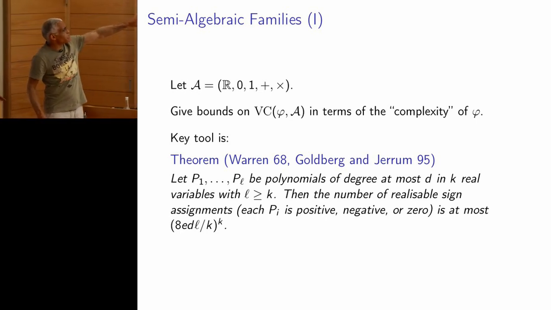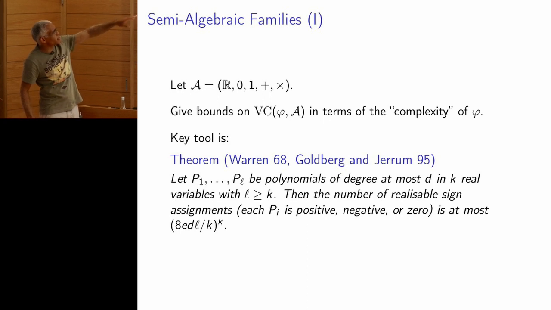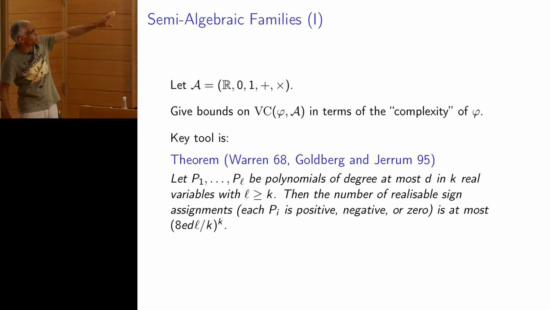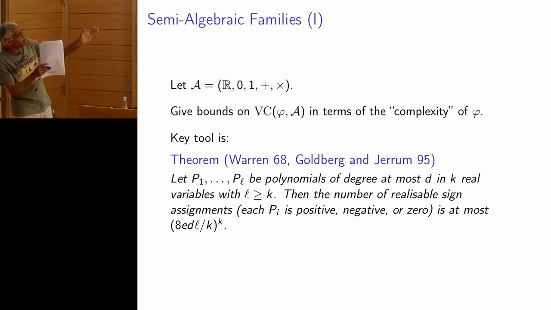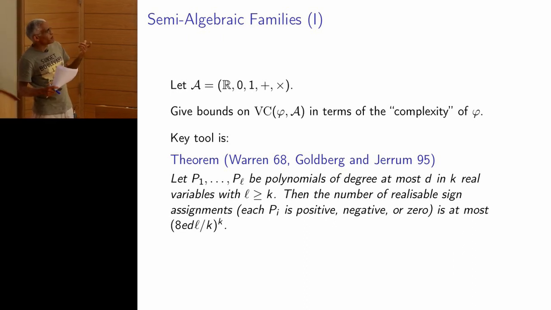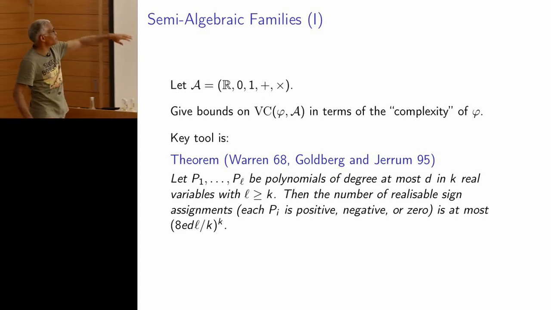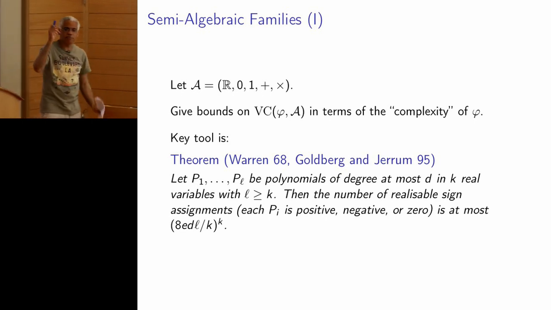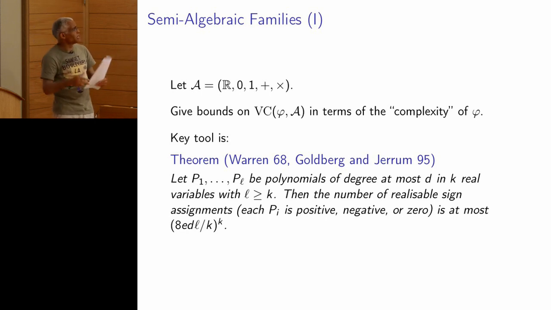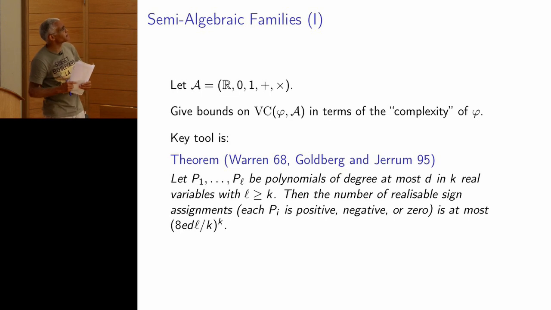So here's the key tool, which is a basic theorem in semi-algebraic geometry. It's ancient, slightly tweaked by Goldberg and Jerrum in their paper on neural nets. It says the following. Consider fixed a collection of polynomials of degree at most d in k real variables. Then the number of realizable sign assignments, each pi being positive, negative, or zero, is at most this quantity, which is exponential in the number of variables, but otherwise polynomial in the other data. What I mean by realizable sign assignment is this: these are polynomials in k real variables, so if I plug in k real values, each polynomial will be either positive, negative, or zero. And this bounds the number of realizable sign assignments.